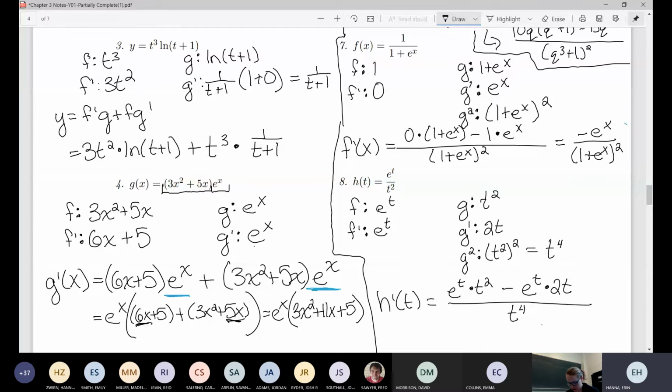I'll hold on a couple seconds in case there are questions, and then we will move on. This is also the last of the generic product and quotient rules, so if you have a question about a generic product and quotient rule, let me know.